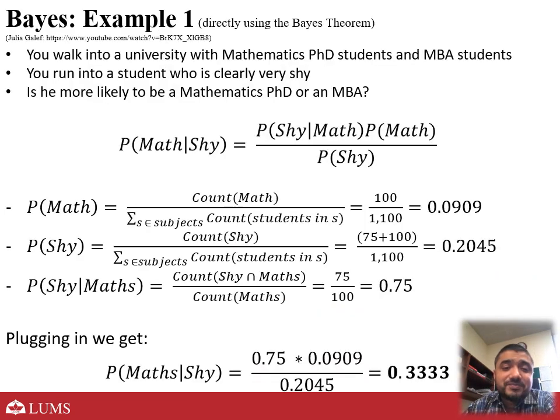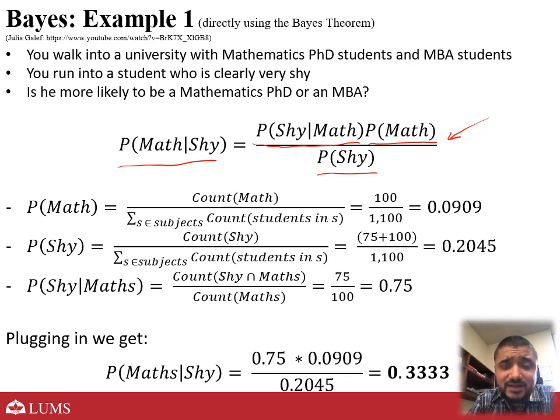All right. Now, converting these numbers explicitly into the Bayes theorem: in the last example I just used the joint probability. I want you to look at this whole thing again directly using the Bayes theorem before we move on and start analyzing it. So just recalculating it slightly differently, you walk into a university with maths PhD and MBA students, and you run into a student who's clearly very shy. Is he more likely to be a maths PhD or an MBA? So you use the Bayes theorem. Probability of maths given shy is equal to probability of shy given math, into the probability of math, over the probability of shy.